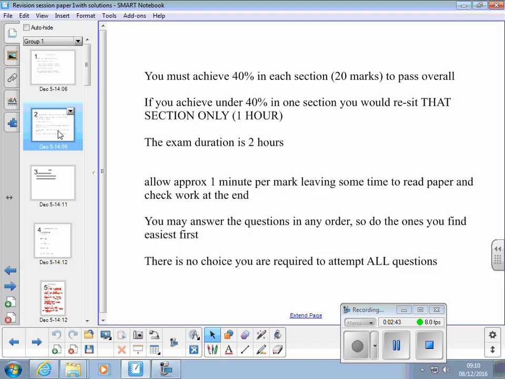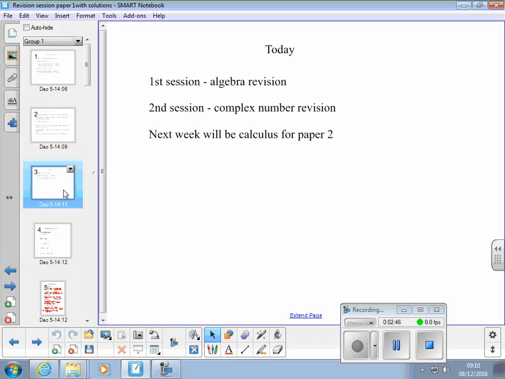I've got a practice paper for you that I will issue at the end of today's session, and then I'm going to put the worked solutions to that practice paper up on Learn with a date available in a week or two's time, so that'll give you a chance to have a go at those questions before you get the answers. Okay? What we're going to do today is spend the first session doing some typical algebra questions as revision, and then the second session we'll do complex number revision.